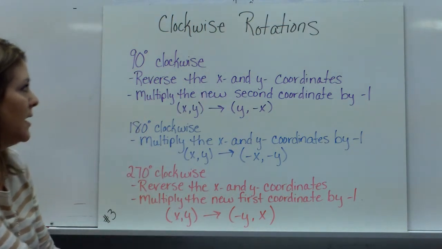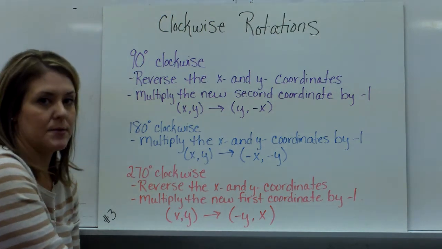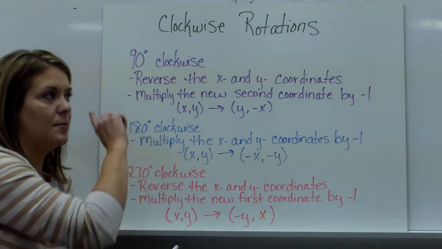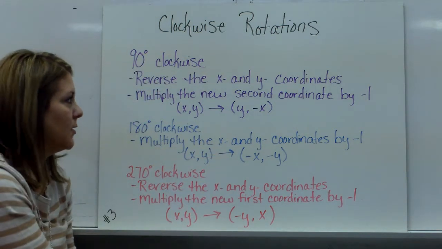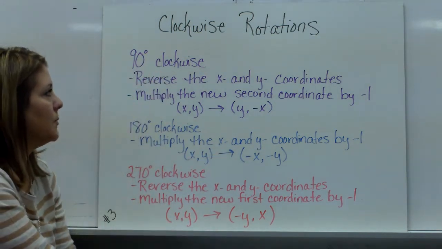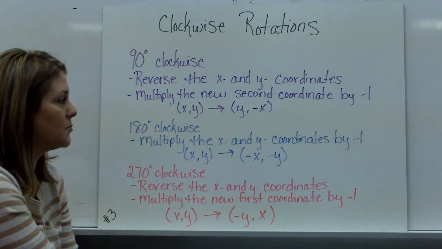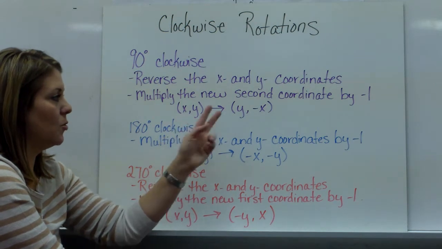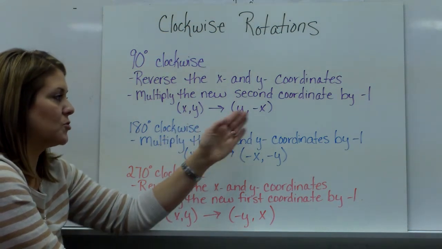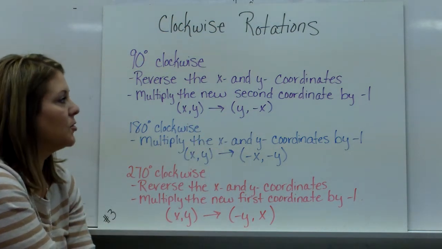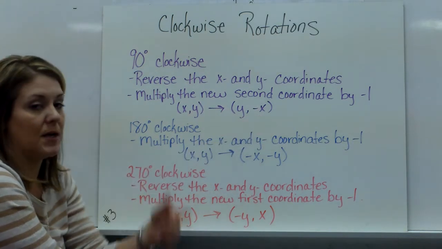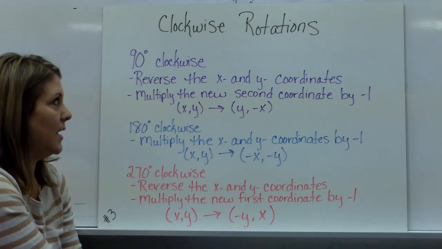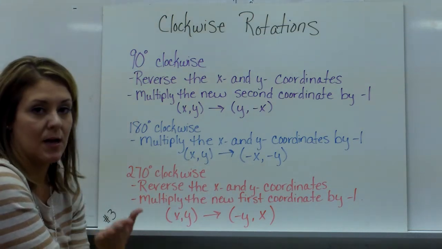The first one we're going to look at is 90 degrees clockwise. Remember, clockwise is similar to the clock, the second hands, they move to the right. To make a 90-degree clockwise rotation, you're going to reverse your X and Y coordinates. So your Y is going to be the first one, your X will be the second. Then you're going to multiply the new second by -1. By doing those two steps, you'll get your point at a 90-degree clockwise rotation.